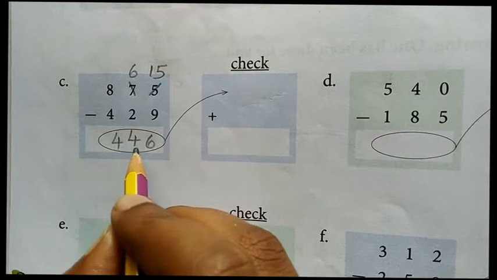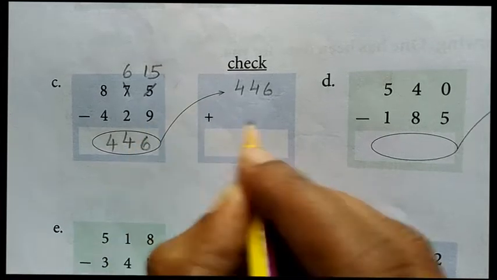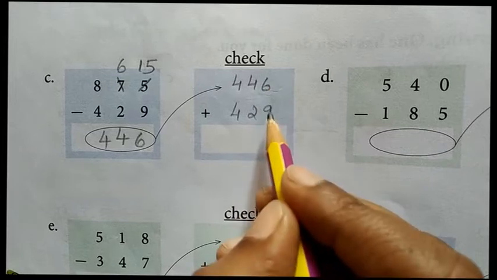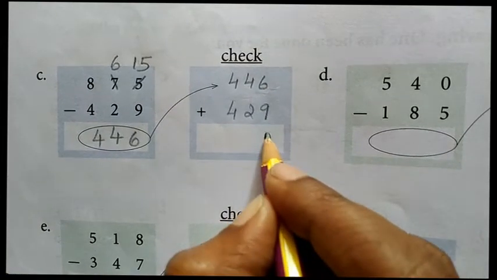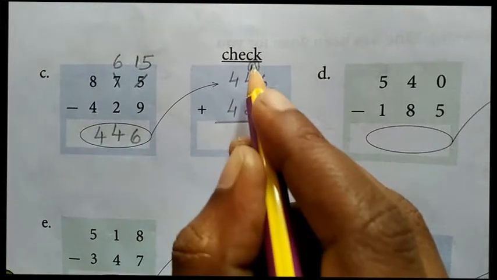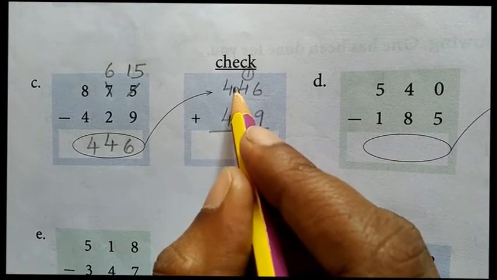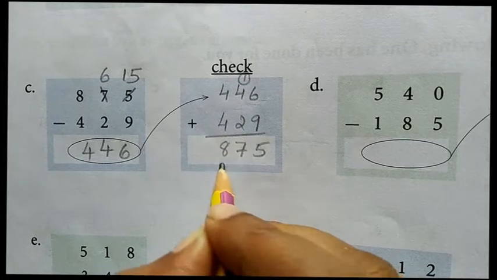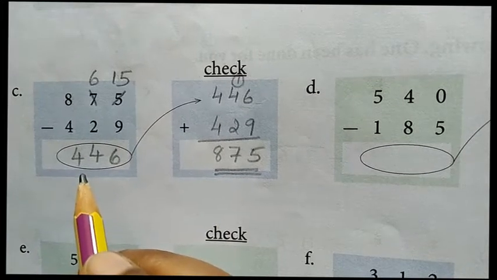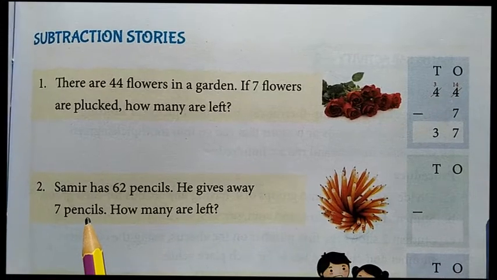For that, first we have to write this number here. That is 446 plus this number, that is 429. Then we have to add. Then 6 plus 9, we have 15. So writing 5 here, carrying over 1. Then 4 plus 2, 6. 6 plus 1, 7. Then 4 plus 4, 8. We got the answer as 875, which is same as this number. Children, do the remaining as homework. Moving to next page, 123.